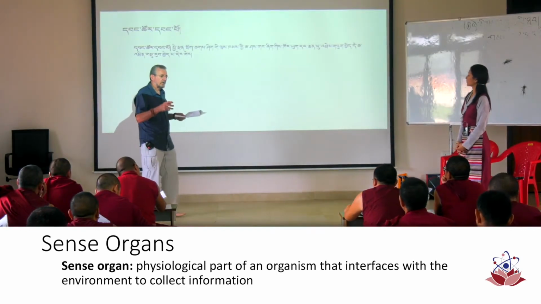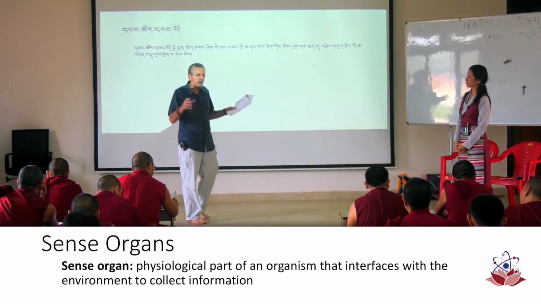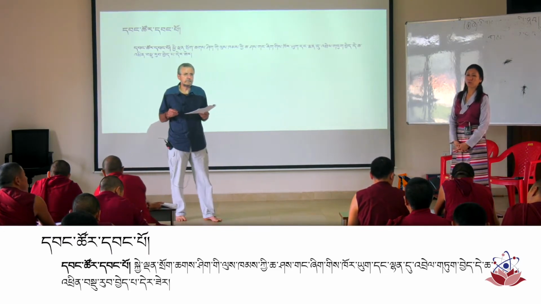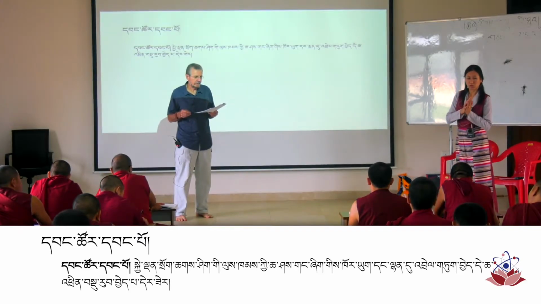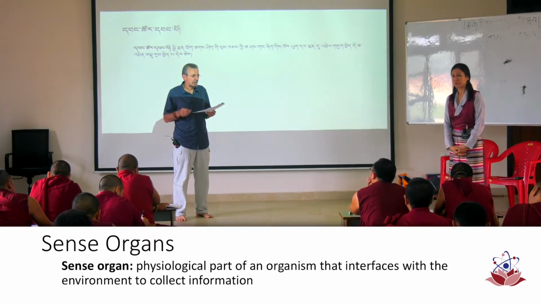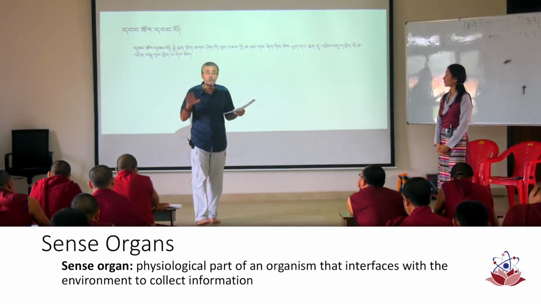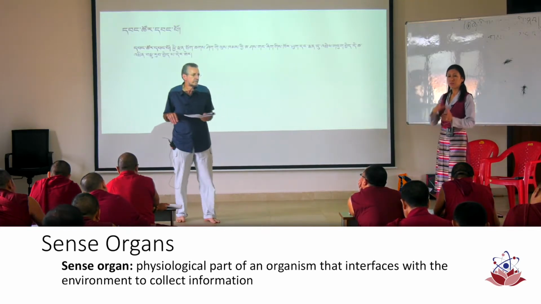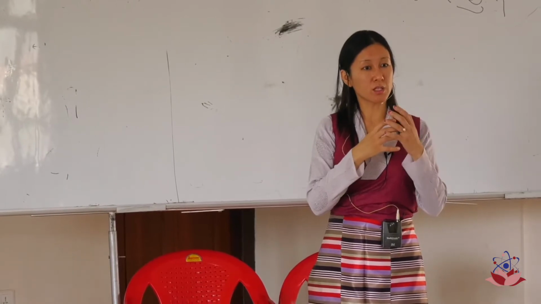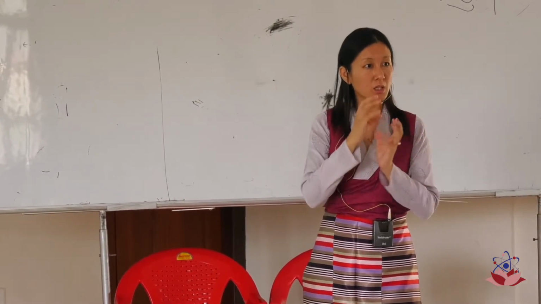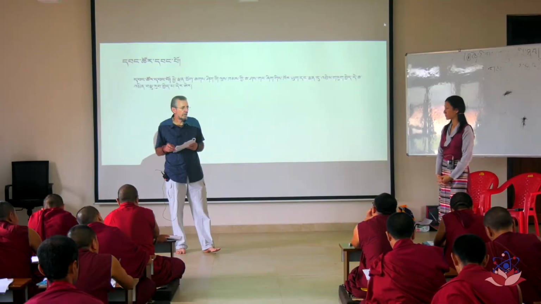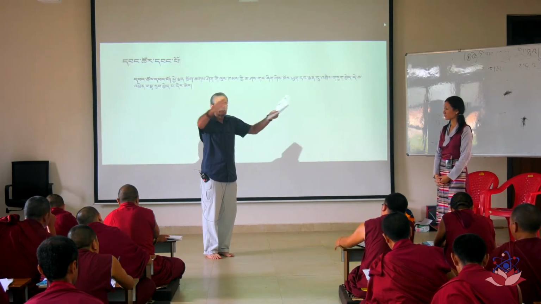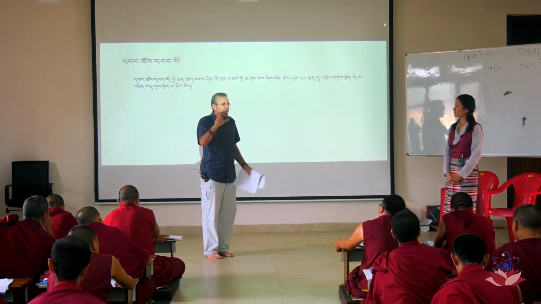So the organs that we have that are involved in this sensory process we call sense organs. They're the particular part of the organism that interfaces with the environment, collects the information, and then transmits it to the brain. So without the eyes, you would not be able to perceive things in the environment in a visual sense.